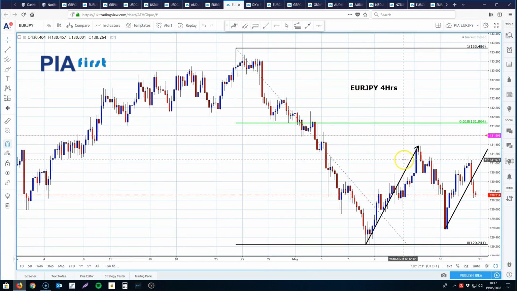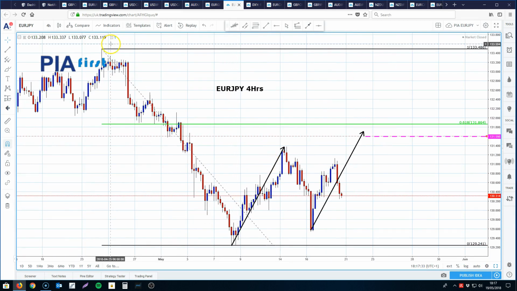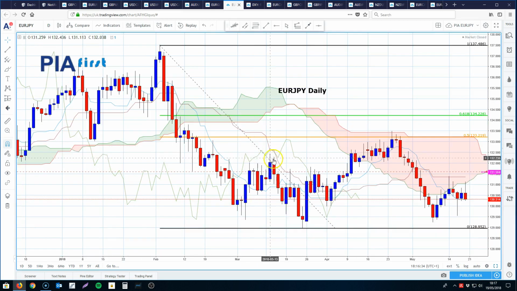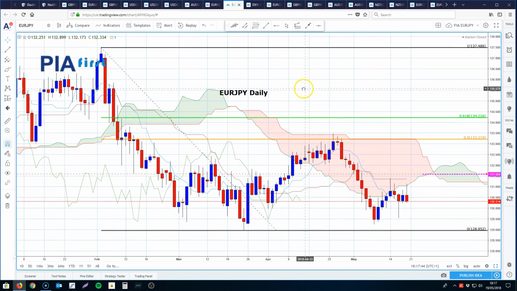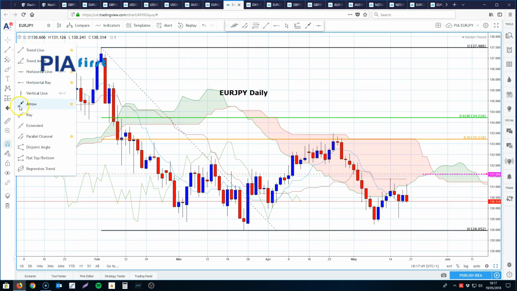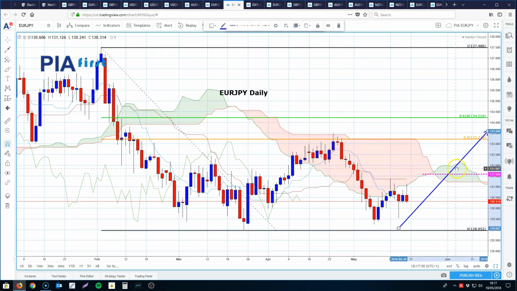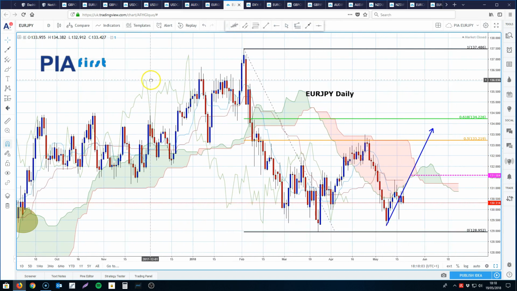And the reason we say that is because on the 4-hour chart, an AB CD formation is located as well at 131.60. Let's just go to the daily chart and we'll highlight what we're talking about with regards to a potential larger AB CD formation. So if we put the measuring tool on here, and then to here.